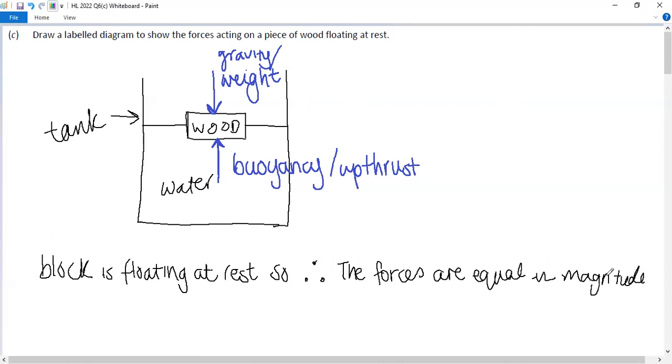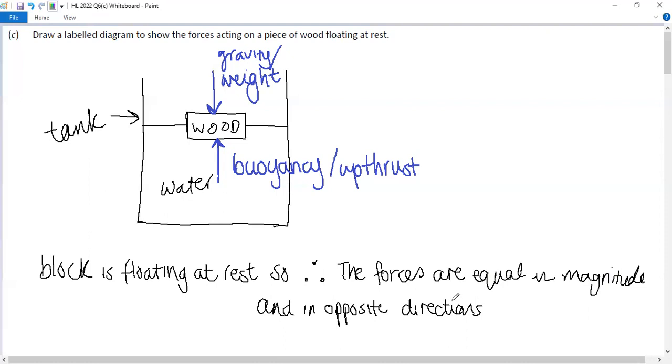Because it's at rest. If it was moving, that would mean that one force is bigger than the other. So it's equal in magnitude and in opposite directions. Okay, and that's really securing every possible mark you could get for that question, at least last year, 2022.